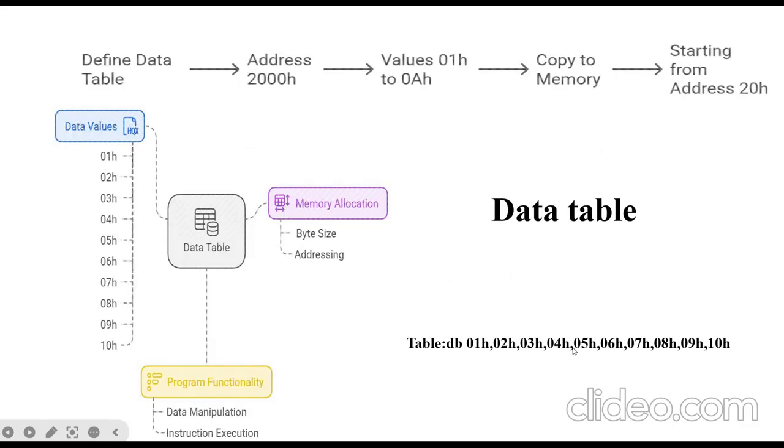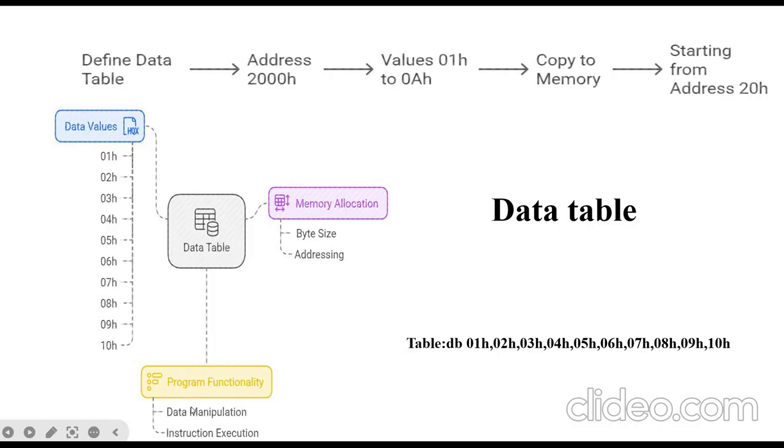Then we are using a data table here. This line defines a data table which will start at the address 2000h. It contains 10 bytes of data ranging from 01, 02, 03 up to 10h. Here it is actually 0ah, and these values will be copied to the memory starting from an address 20h. So what are the data values in the table? These are the data values, 01, 02, 03 up to 10h.